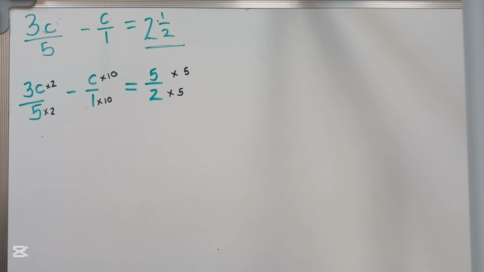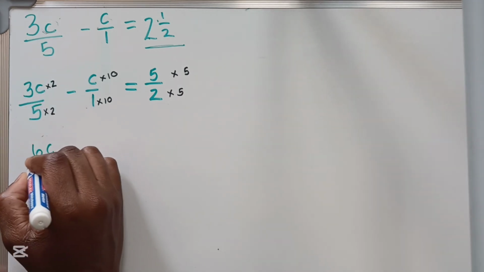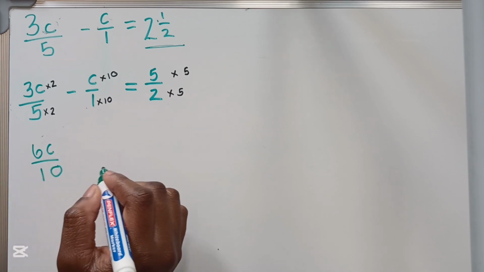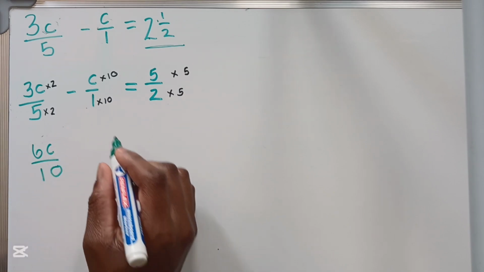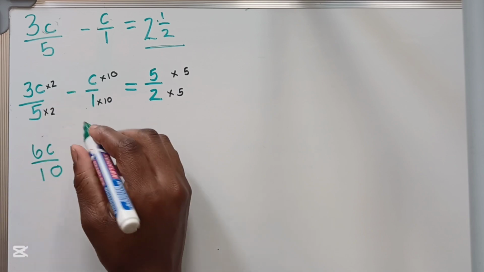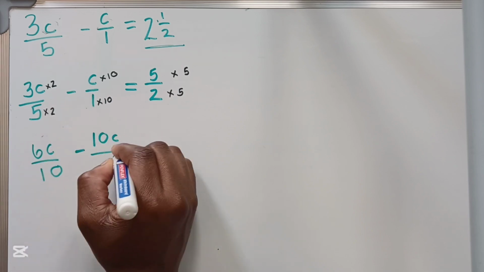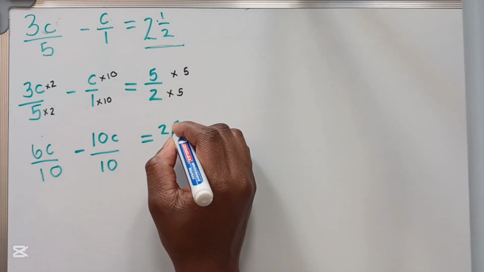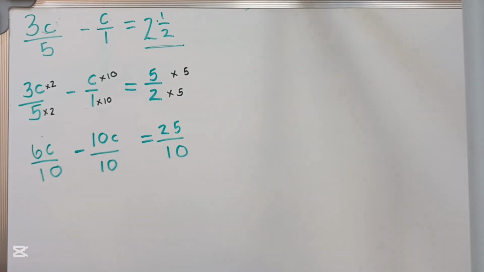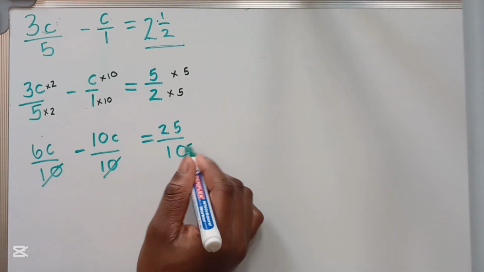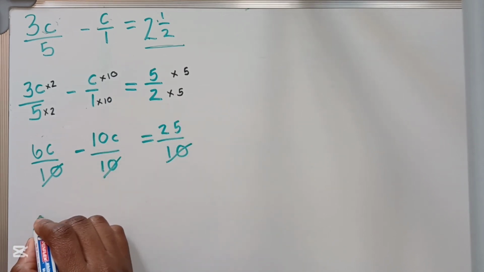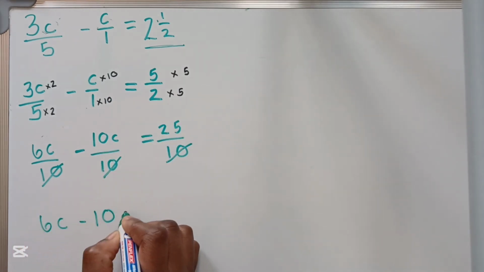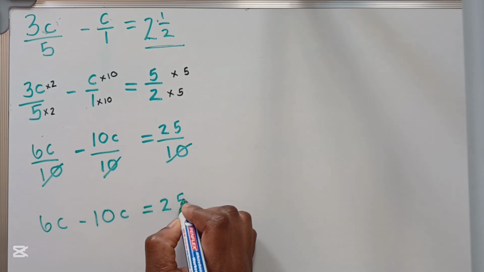Next, we multiply them out. 3 times 2 will give me 6c over 10. And then c times 10, don't forget the sign, will give me 10c over 10. 5 times 5 will give me 25 over 10. Since the denominators are the same, I'm going to cancel them out and bring everything down as it is. 6c minus 10c equals to 25.